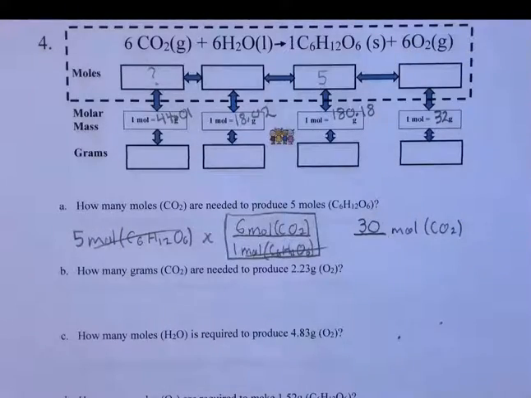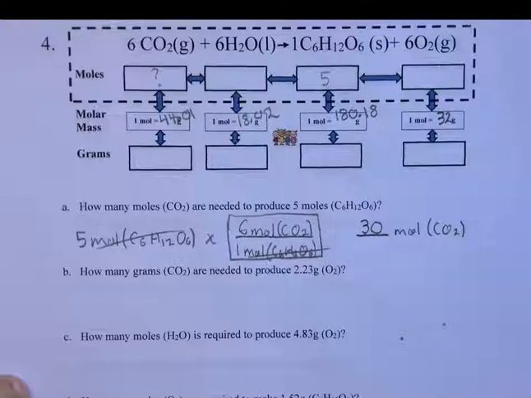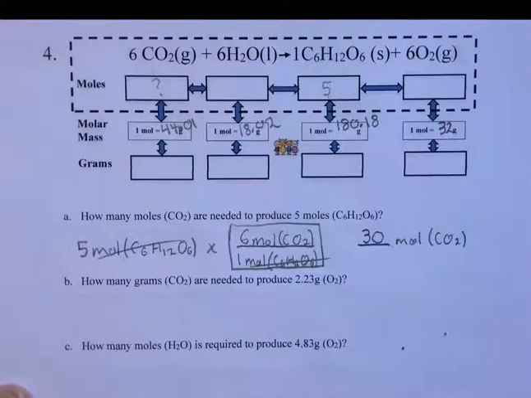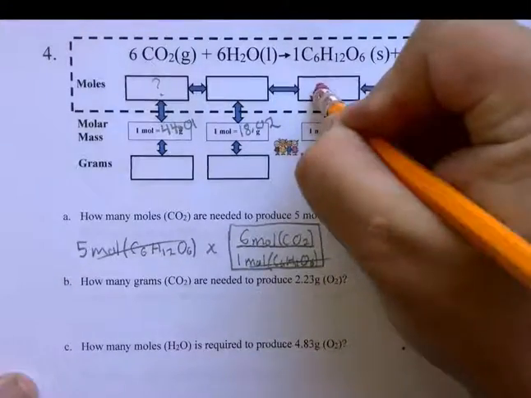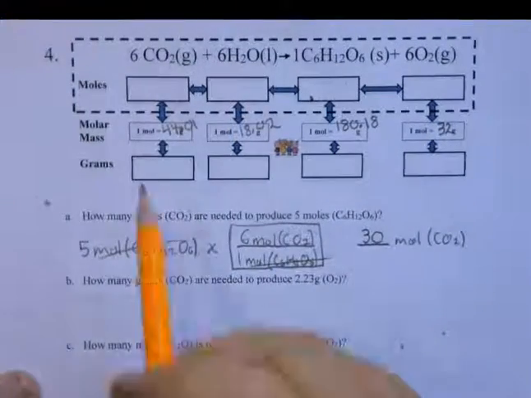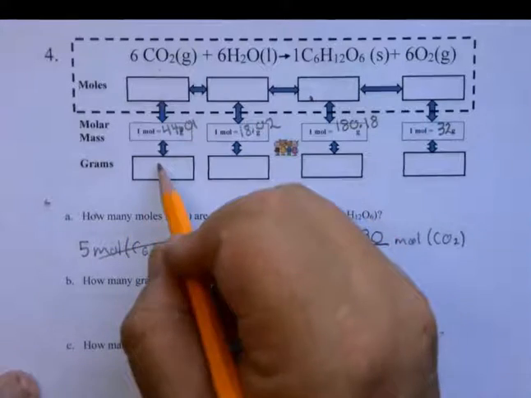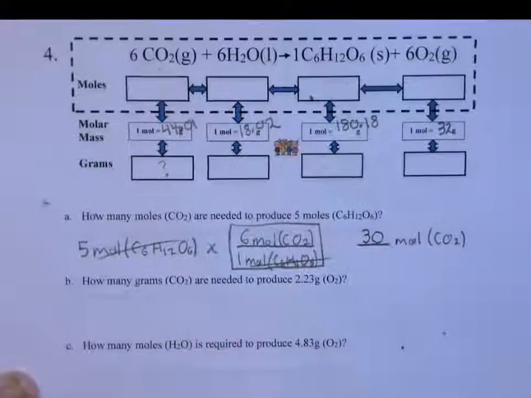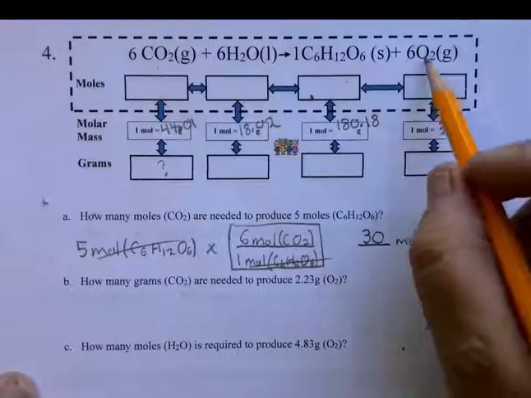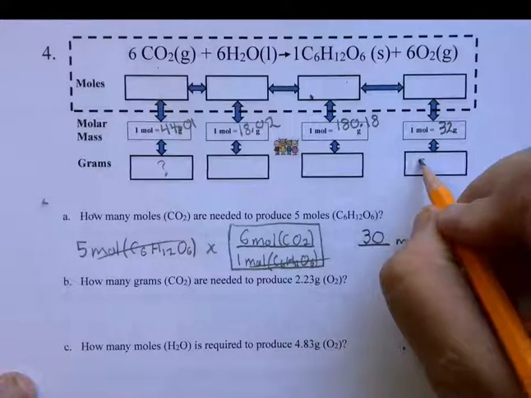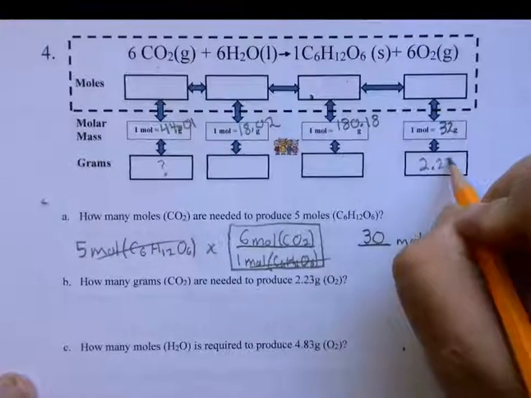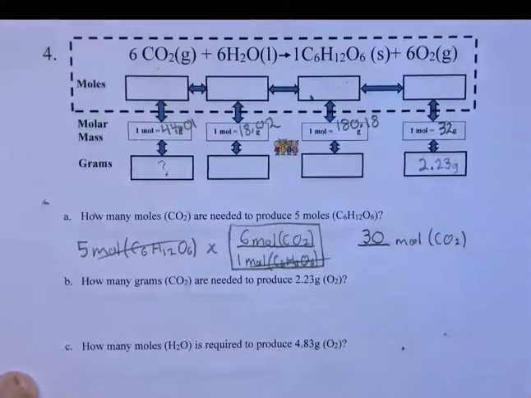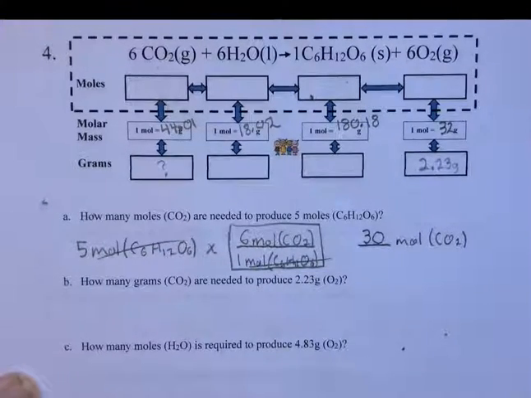Okay, let's go on to B. How many grams of carbon dioxide are needed to produce 2.23 grams of oxygen? So let's fill that in here. So carbon dioxide, they want to know grams. So carbon dioxide comes down to grams, and it's how many, that's the question mark. And you want to know how many are needed to produce 2.23 grams of oxygen. Here's oxygen over here. You've got to go down to the grams box. 2.23 grams. So take a second. What's the path you're going to do to get from 2.23 to the question mark?